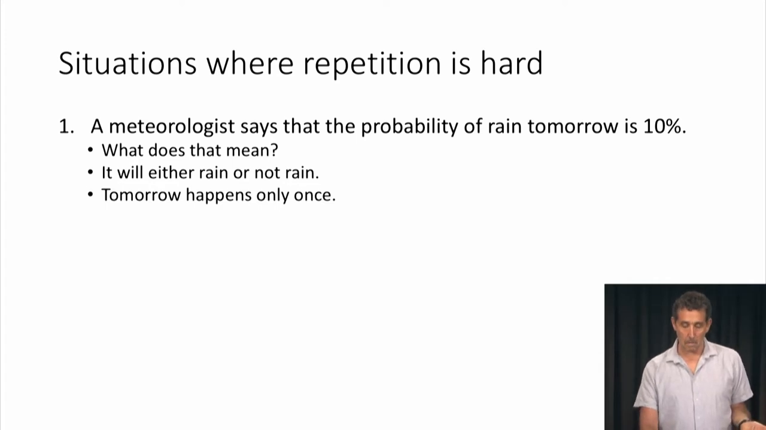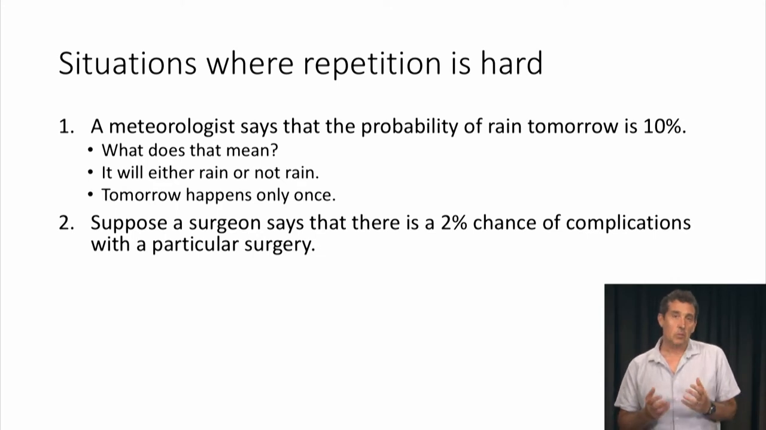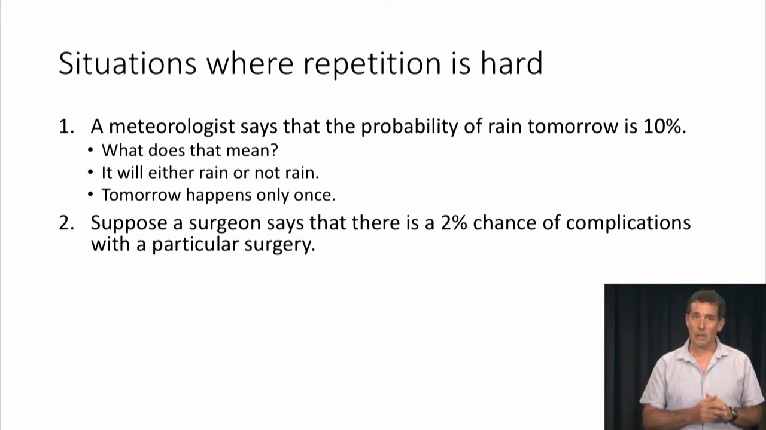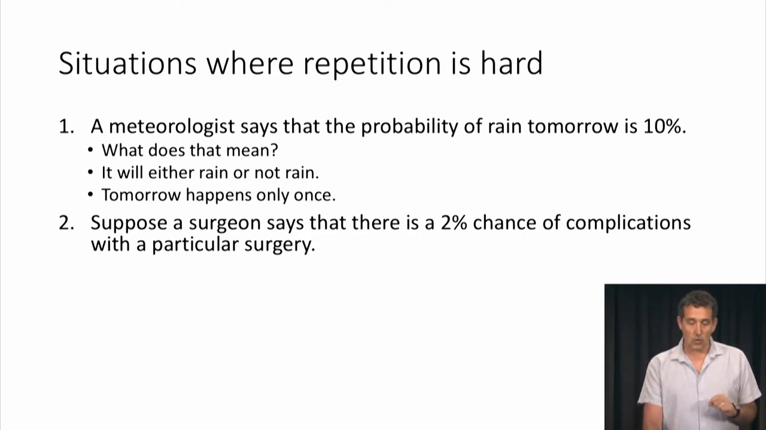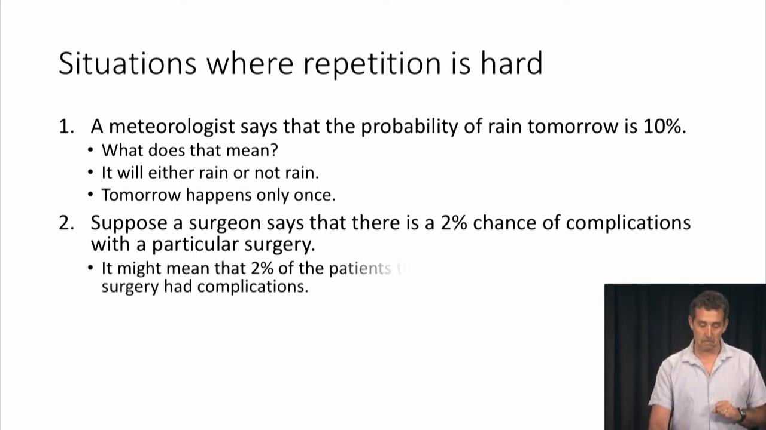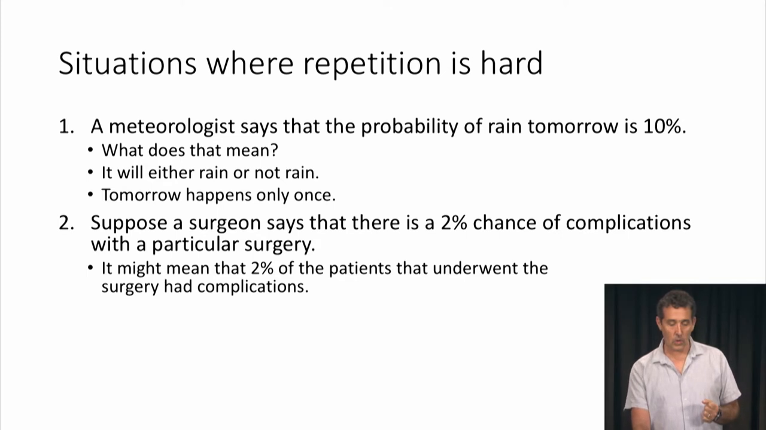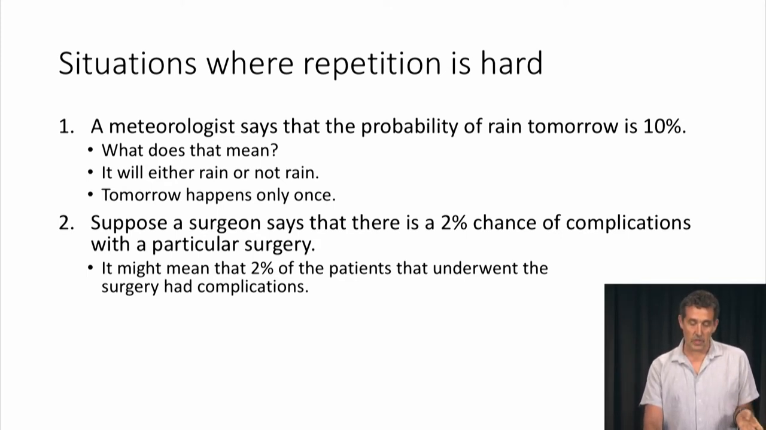So you can't really think about this probability of 10% as if you repeated the same day many, many times, 10% of the time it would rain. No, because that day just happens one time. Similarly, suppose a surgeon tells you that there is a 2% chance of complications in a particular surgery that you're considering taking. So it might mean that 2% of the patients that underwent surgery had complications.